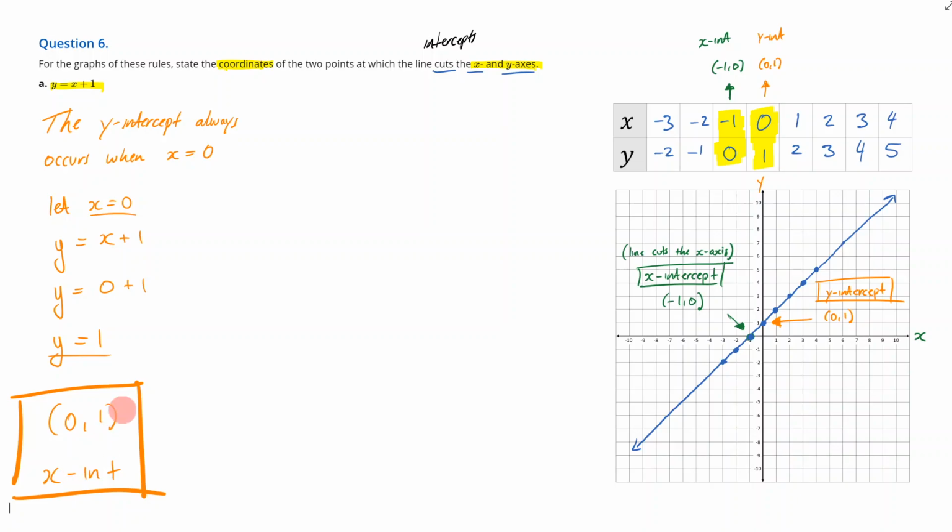That should say y-intercept. Ugh, sorry. What am I doing? That should say y-intercept. Sorry about that. So to find the y-intercept that occurs when x equals 0, I always do that. So that is where it occurs. And you can see here, there it is.